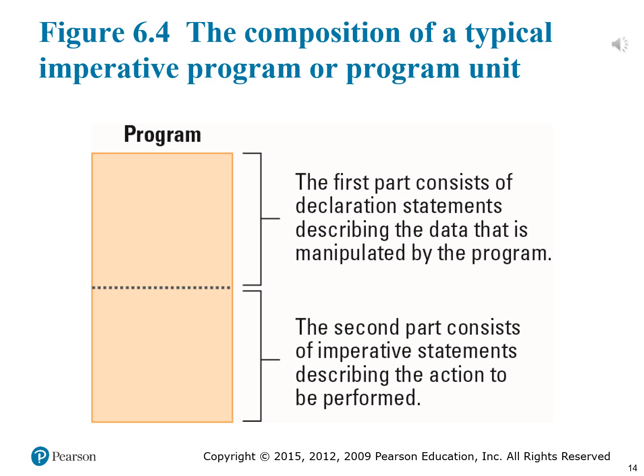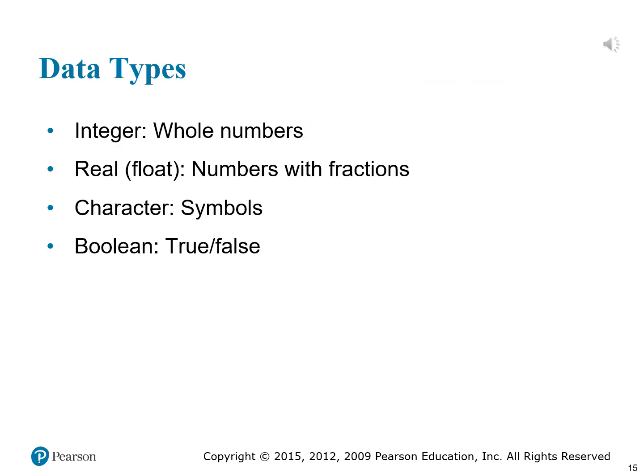Normally, an imperative program, or an imperative program unit within an object-oriented program, can be thought of as having the structure depicted in this figure. It begins with a collection of declarative statements describing the data to be manipulated by the program. These declarative statements are then followed by imperative statements that describe the algorithm to be executed.